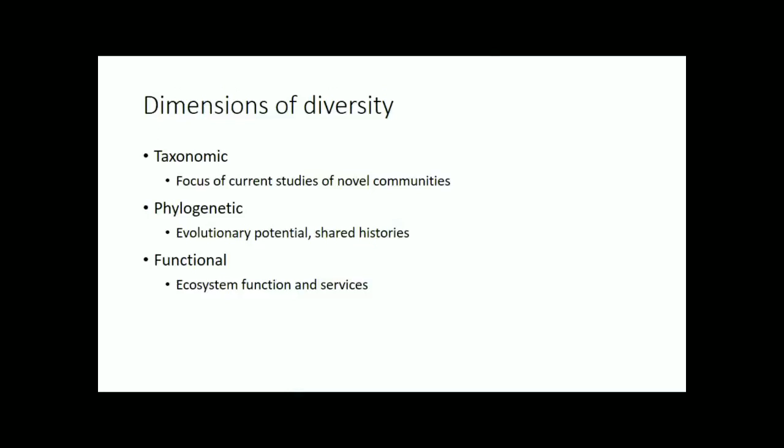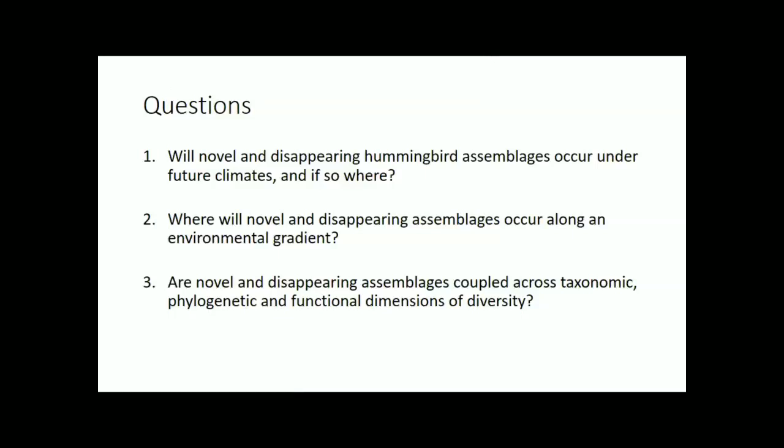So the questions that we were trying to answer are: will we see these novel and disappearing assemblages under future climates, and where will they be along an environmental gradient? And then, are the different dimensions of diversity coupled? So we had three predictions of how this could work. We didn't necessarily compare with taxonomic diversity, because as the smallest unit of measurement that we were using, it was always going to be the most likely to have novel and disappearing communities. But between phylogenetic and functional, they could either be exactly the same if traits are strictly conserved across a phylogeny, or we could see them differing with each other.